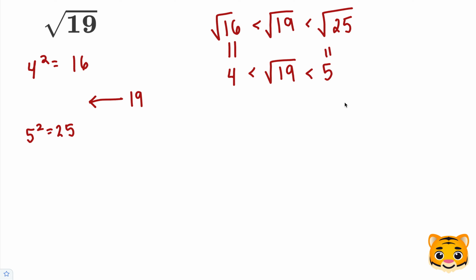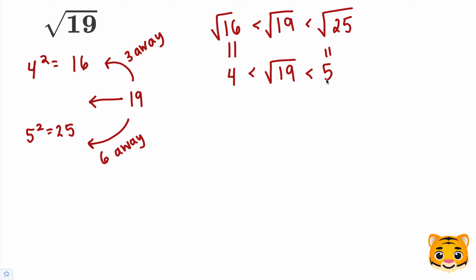Now we have the following inequality. 4 is less than the square root of 19, which is less than 5. So we can see that the square root of 19 lies between 4 and 5. However, it's only 3 away from 16, while it's 6 away from 25. So we can see that the square root of 19 will fall closer to 4 than it does to 5.